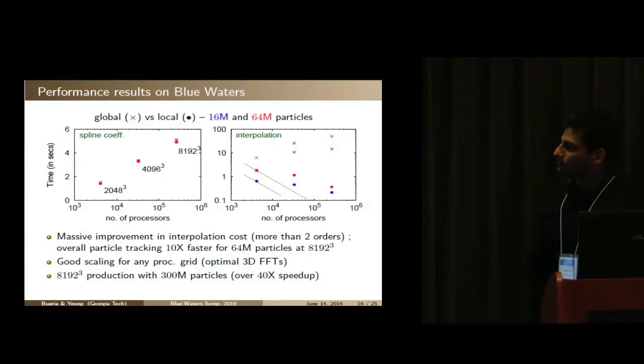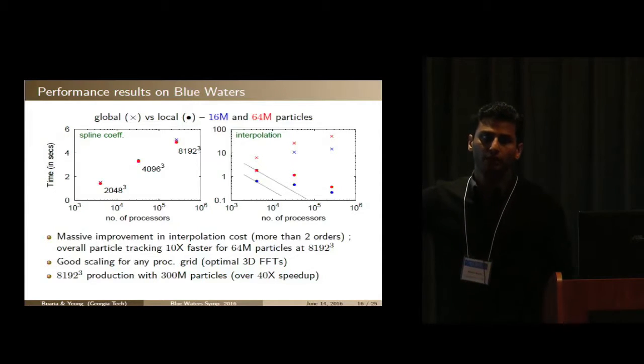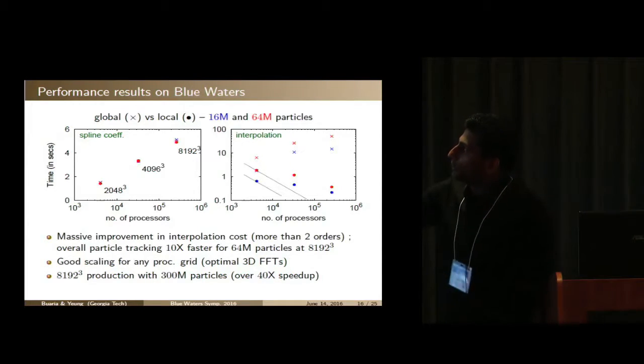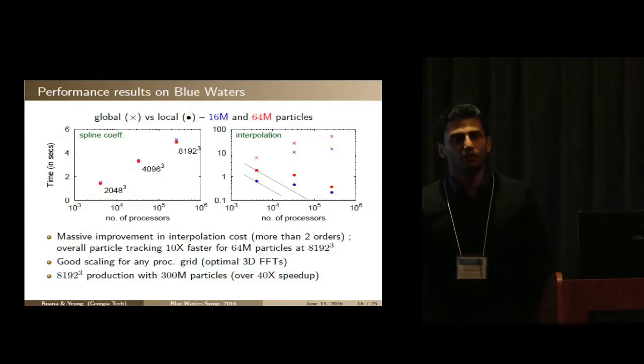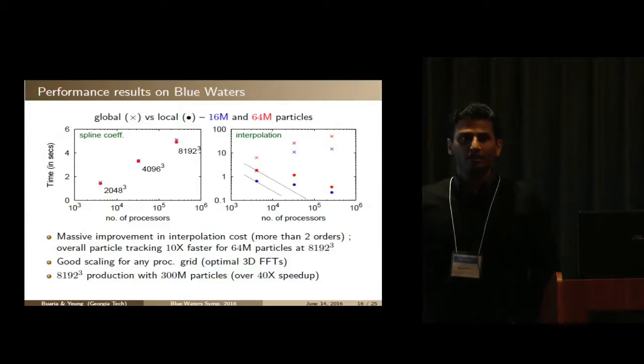And these are some of the performance results. The first timings show the spline coefficients, which I mentioned don't depend on the number of particles. What you're looking at is three different problem sizes going from 2048 cubed to 8192 cubed, and the number of processes is increased using a weak scaling argument. Whether we are looking at 16 million or 64 million particles, or at the global or the local approaches, all the timings collapse. Of course, the weak scaling is not very good for this case, because it's still all-to-all communication.